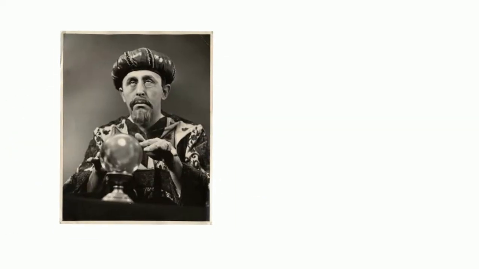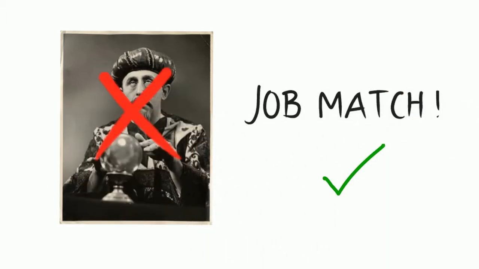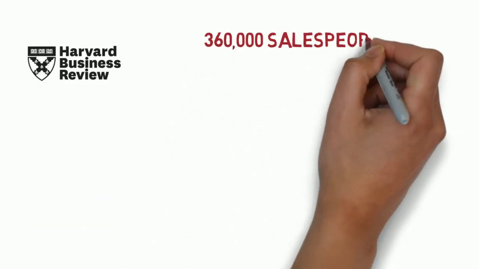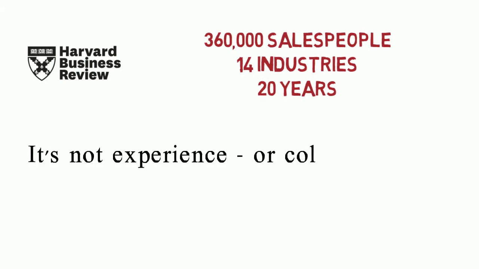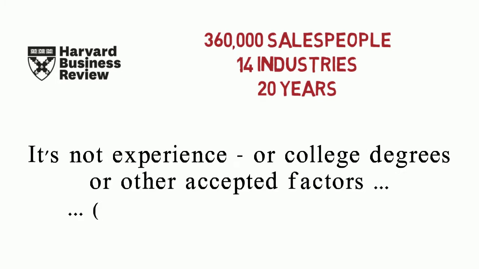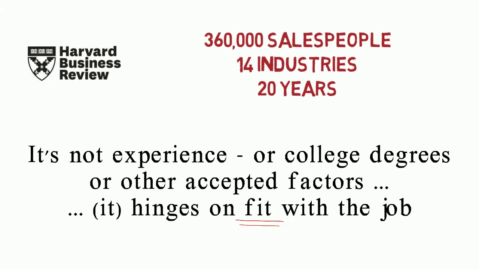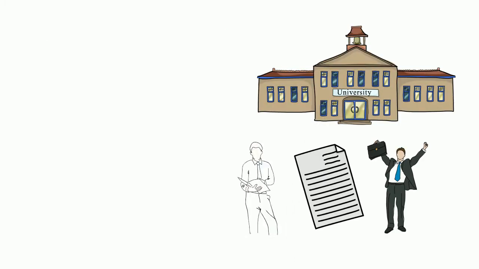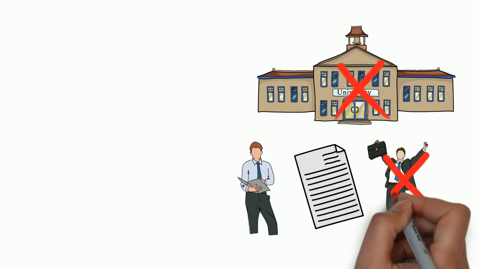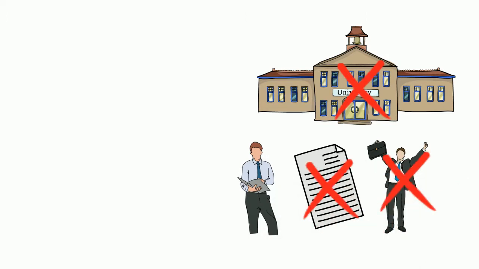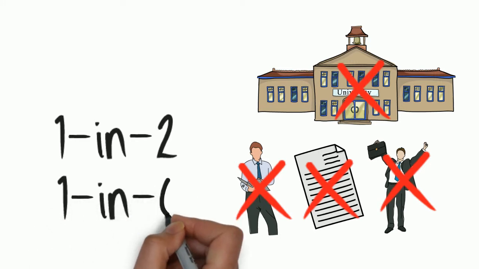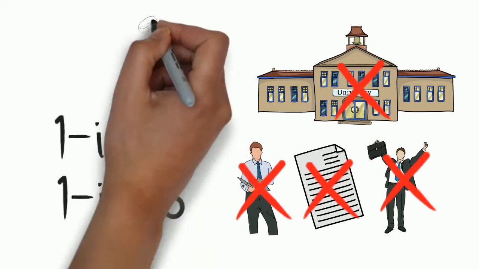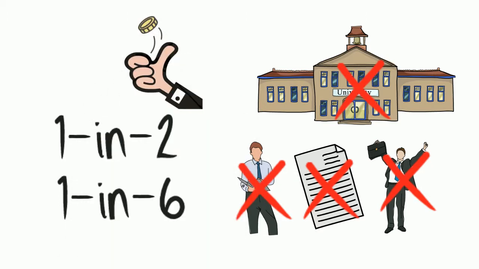It has been proven that the most reliable, most predictable factor in high job performance is job match. Harvard Business Review put it like this, after following 360,000 salespeople in 14 industries for 20 years: it's not experience or college degrees or other accepted factors. It hinges on fit with the job. So that means it is not education and not past success on someone else's sales team, not resume and not clever interviewing. And studies show that relying on those indicators or methods nets a 1 in 2 to 1 in 6 chance of hiring your next top performer. At a 1 in 2 chance, that's the same as flipping a coin.